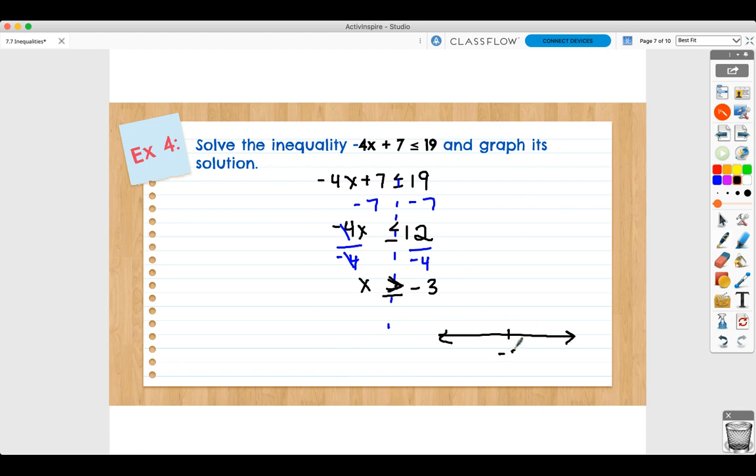So -3 in the middle, -2, -4. And because of the equal to sign, it's going to be a closed circle. And this is a greater than or equal to, so you're graphing towards the right. And if you're not sure, test out a number that makes sense. What number is greater than -3? It could be anything. 0 is greater than or equal to -3, and 0 would be around here. Okay, so this is the right side.